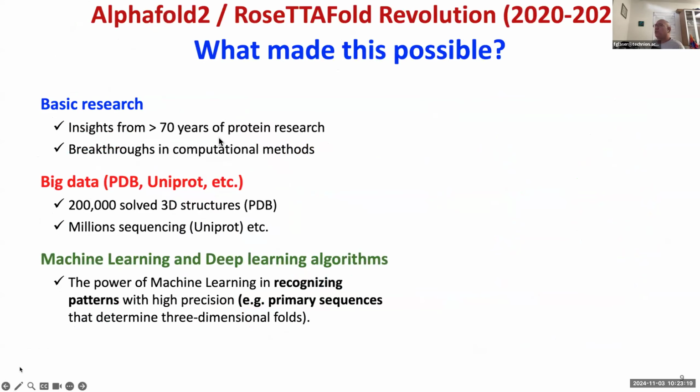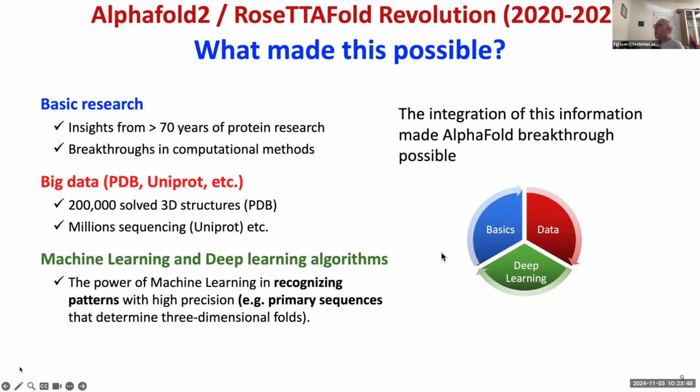Okay, this is a combination of basic research, big data, PDB, UniProt data, sequence data, structural data, and machine learning. Machine learning and deep learning algorithms, as so well described by Dvir and E., had the power of learning and recognizing patterns with very high precision. In our case, recognizing patterns that connect primary sequence and three-dimensional forms. This is what I'm trying to explain now. It is really the integration of this information that made the AlphaFold breakthrough possible.